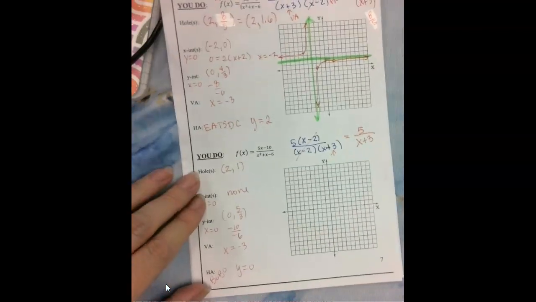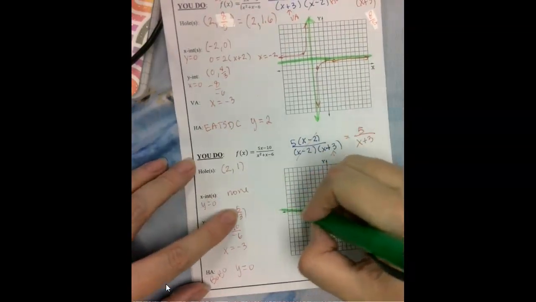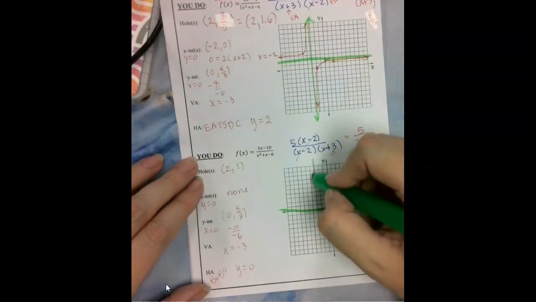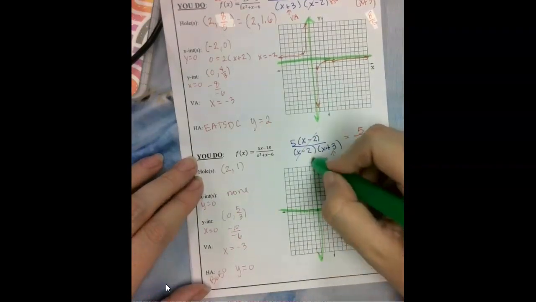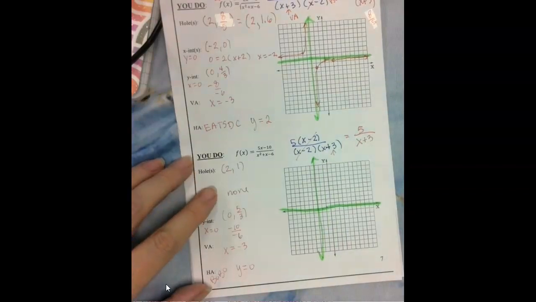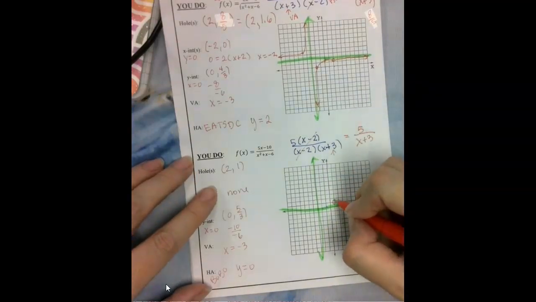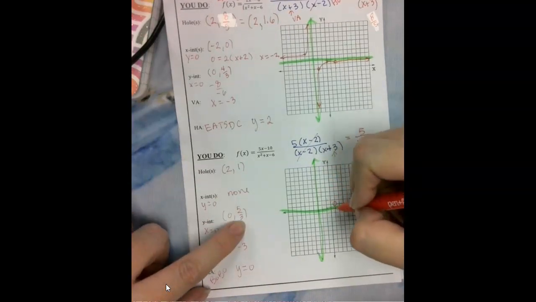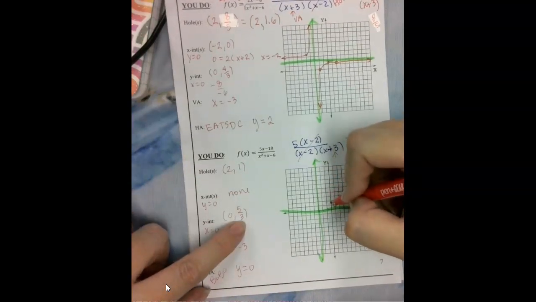So let's draw those in real quick. Y equals 0 is here. X equals negative 3 is 1, 2, negative 3 right here. I know I have a hole at 2 and 1 right there. I know my y-intercept is at 5/3, so that's 1 and 2/3, so that's like right here. So this part is going like this.